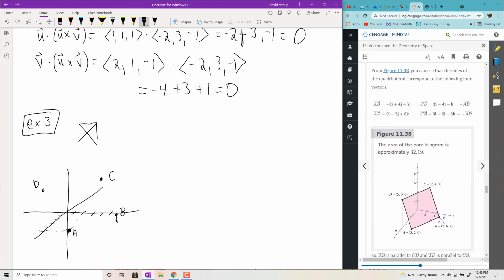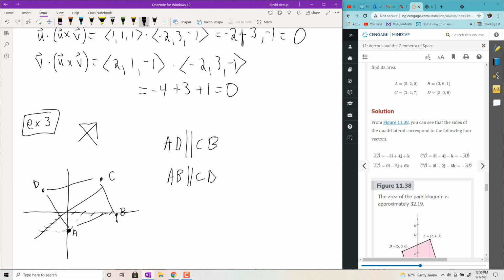In the picture, A is connected to D. Yeah, they draw it there for you. So A is connected to D, D is connected to C, C is connected to B, and B is connected to A. What you want to show is that AD is parallel to CB, and then you want to show that AB is parallel to CD. So you need to get those vectors just by taking differences of the points.